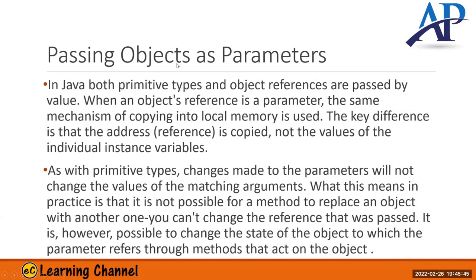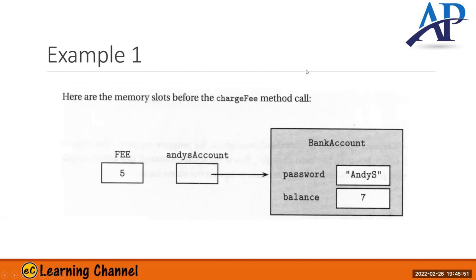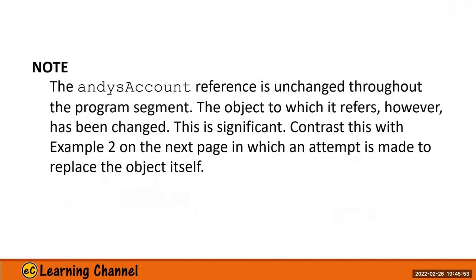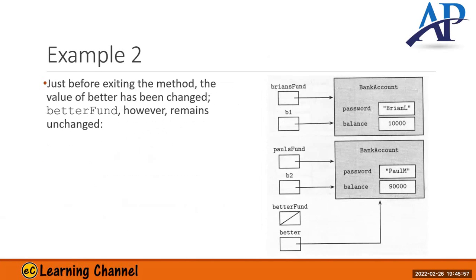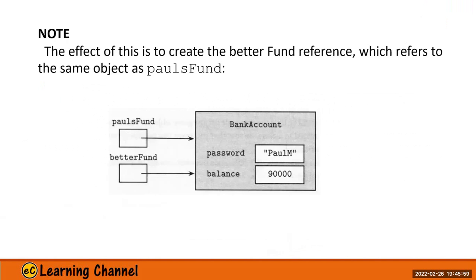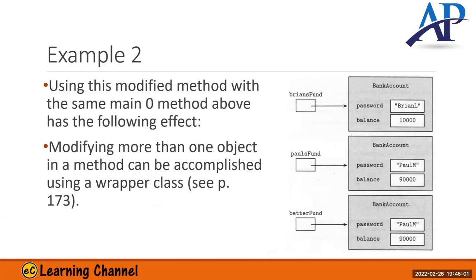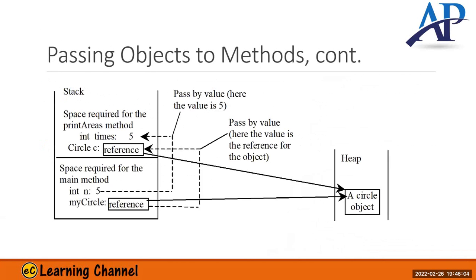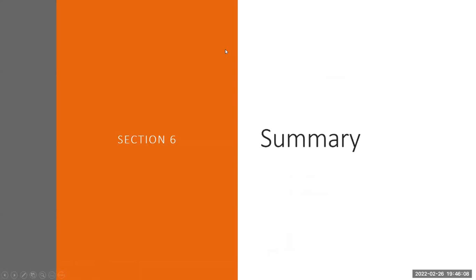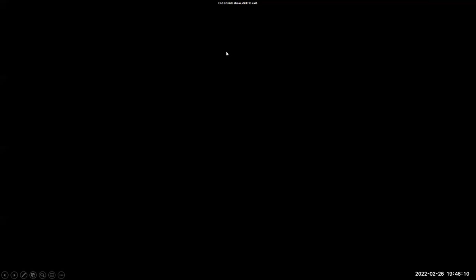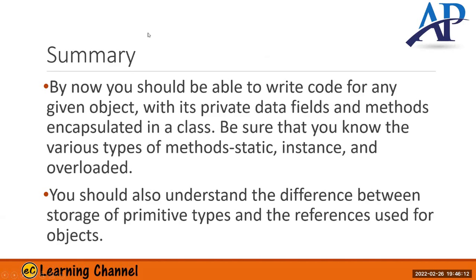Okay, so when you pass the object to the parameter, this one will be more tricky. We'll explain it when we see the problem. So here we have different examples. We will see it when we see the problem set. Okay, I think this one is okay.